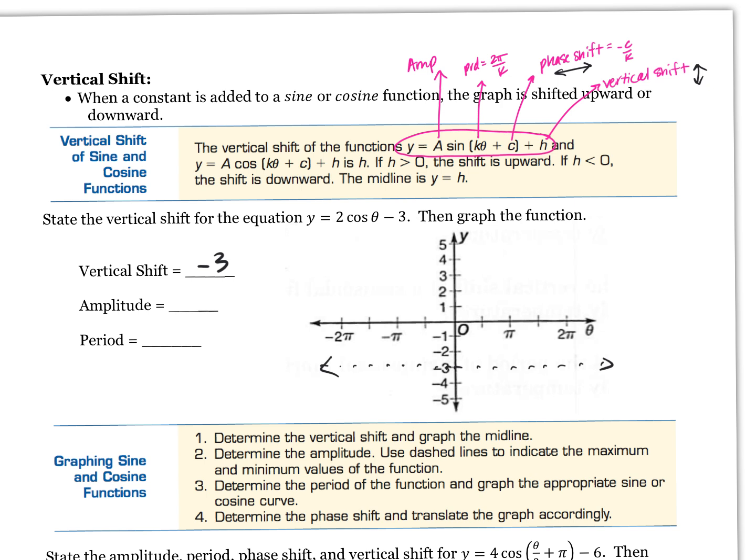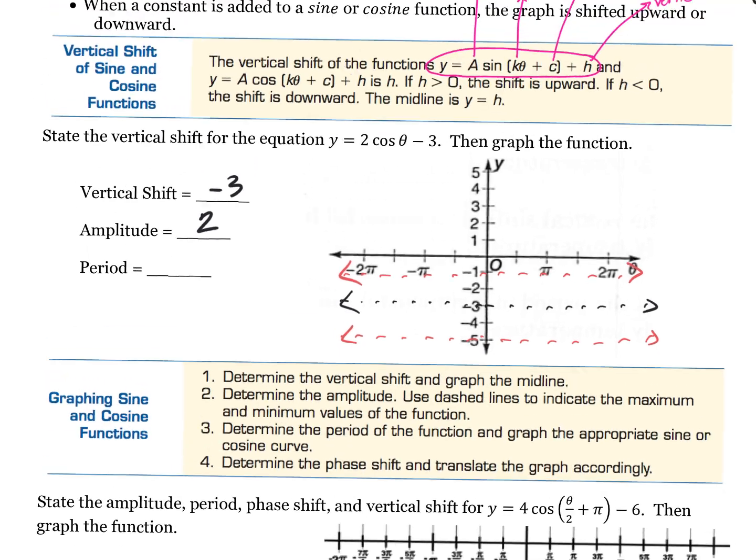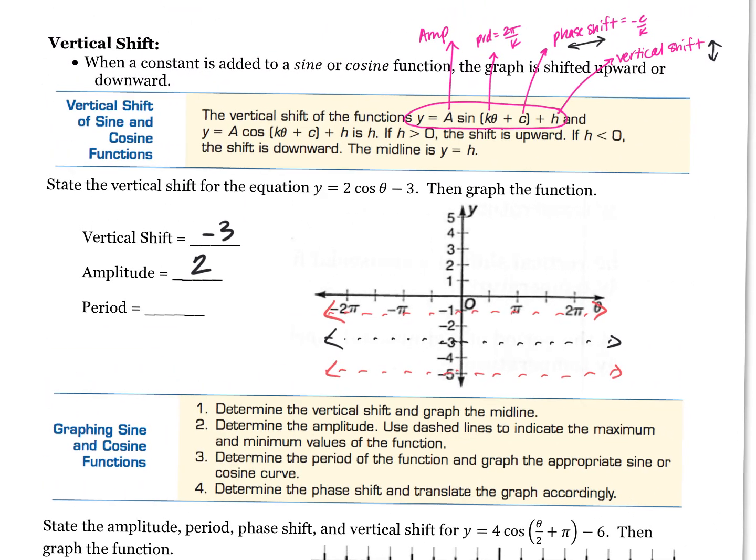The next thing is that amplitude. What's the amplitude of this equation? 2. So now I'm going to go from my new midline up to and down to. These are our new guidelines of how high and how low my graph needs to go. Those guidelines before were kind of silly, like you might not have felt like we needed them, but now they are super helpful because we shifted our whole graph up or down. So I went 2 above -3 to get to -1 and 2 below to get to -5. We down with that?